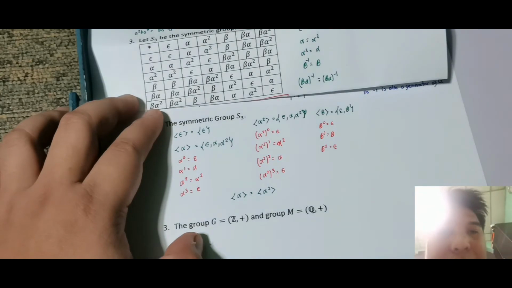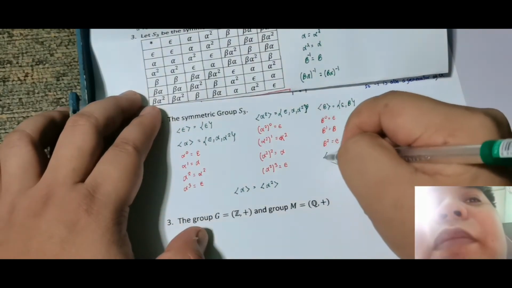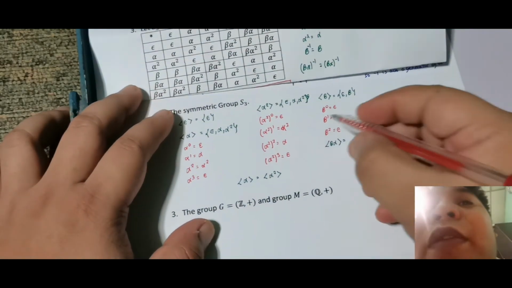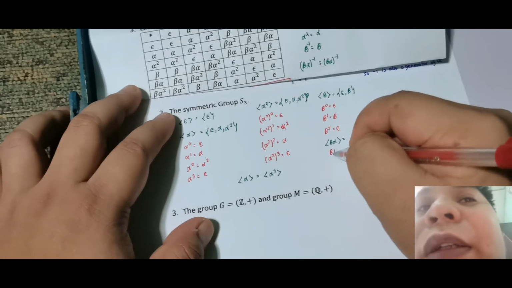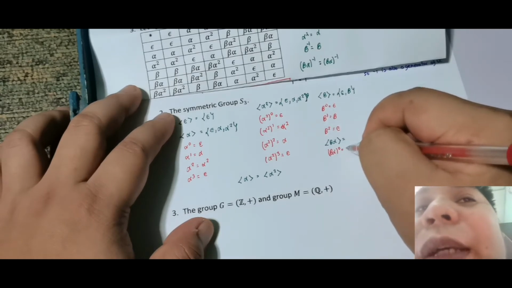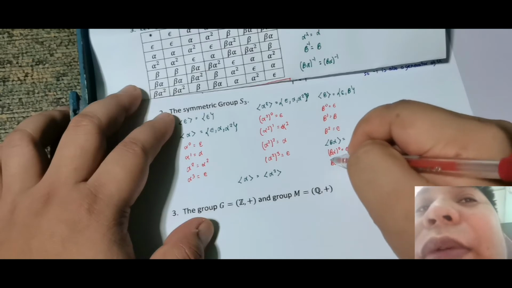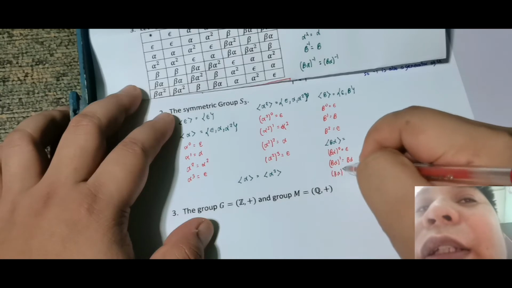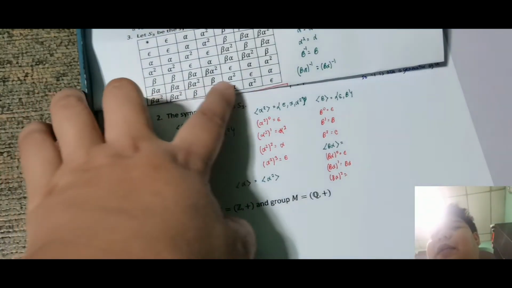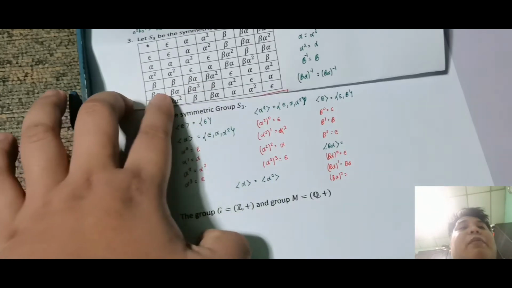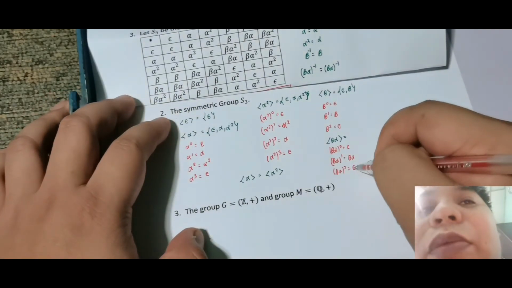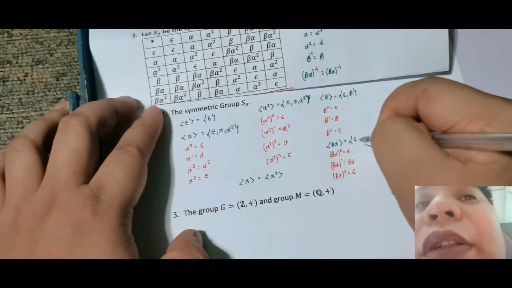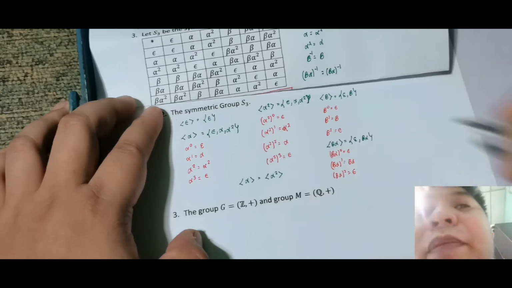So napakadali niya. Okay, next is si beta alpha. So wala pa tayo nakikita ng generator. Wala pa po, sir. So next is gawin natin si beta alpha. Beta alpha raised to 0 is epsilon. Beta alpha raised to 1 is beta alpha. Beta alpha raised to 2 is beta alpha times beta alpha, which is epsilon. So bumabalik. So meaning ang laman lang nito is also dalawa: epsilon and beta alpha.